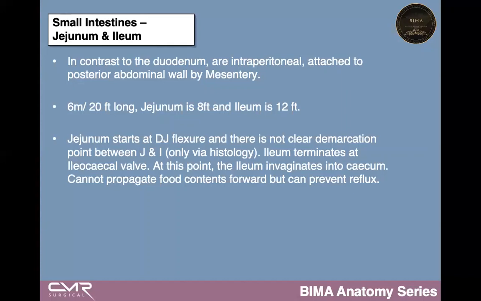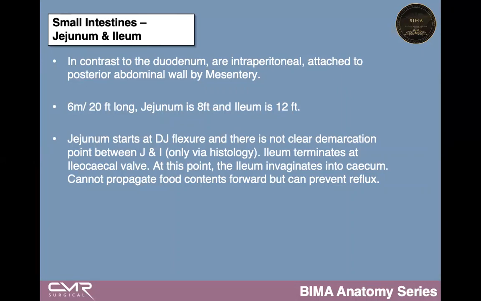And in contrast to the duodenum, the small intestines, the jejunum and the ileum, are actually intraperitoneal, and they are attached to the posterior abdominal wall by the mesentery. And I'm going to be discussing the mesentery later on in the slides. But for you to get an idea of the dimensions of the small intestine, in total, you have 6 meters or 20 foot of small bowel, essentially. So you've got 8 foot of the jejunum and 12 foot of the ileum.